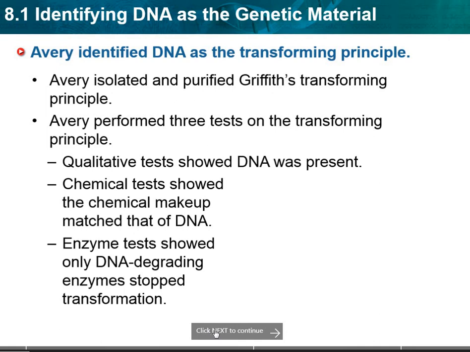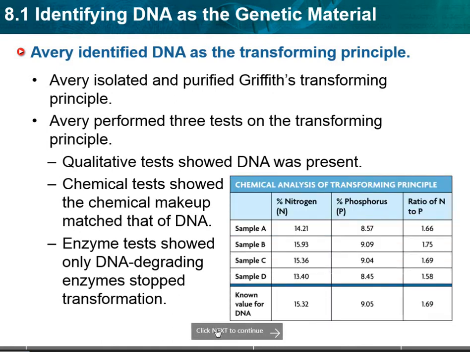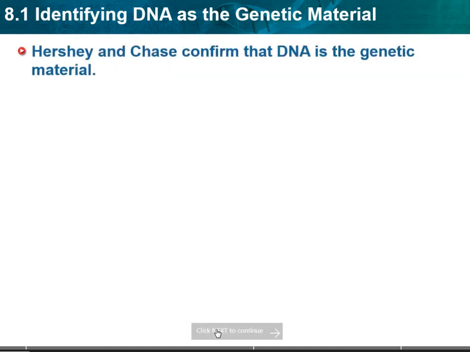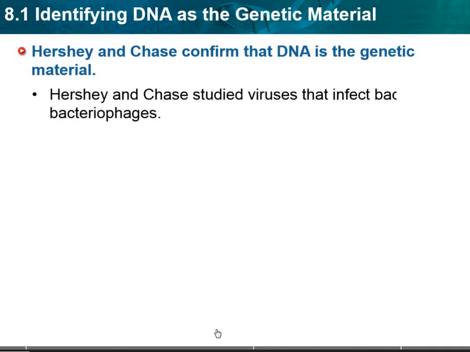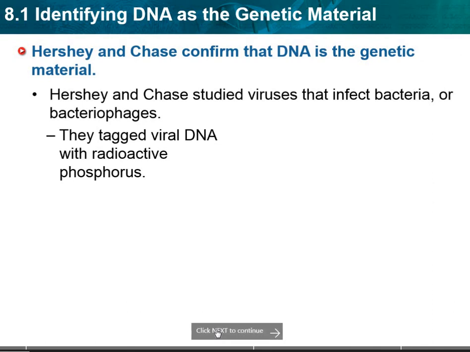So long story short, the thing that finally was broken down and did not allow transformation to occur was DNA. When that happened, some of the science community was like, yay, we know what carries the genetic information. Other parts of the science community said, yeah, we still don't buy that DNA is what carried genetic information. So then that leads us to Hershey and Chase. Hershey and Chase decided they were going to prove once and for all what carried genetic information. So they did an experiment where they made a virus radioactive, and they knew that viruses infect by putting their genetic material into the cell.